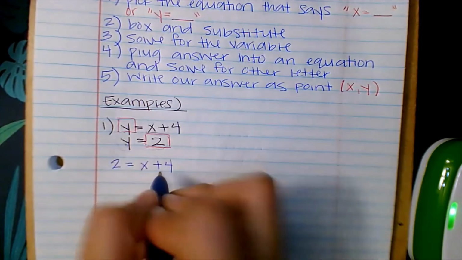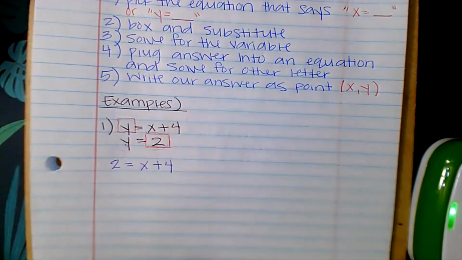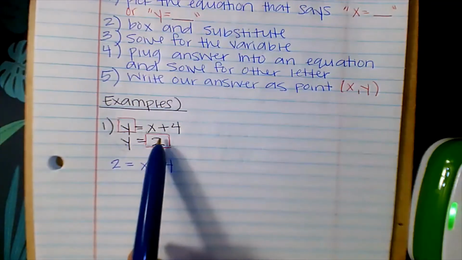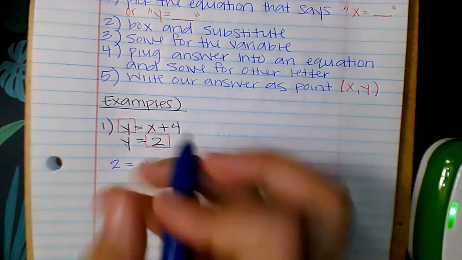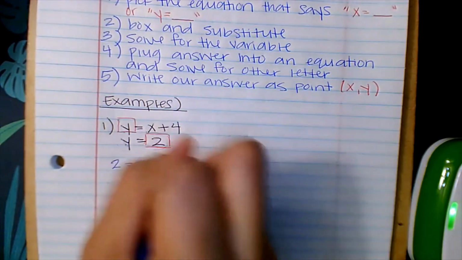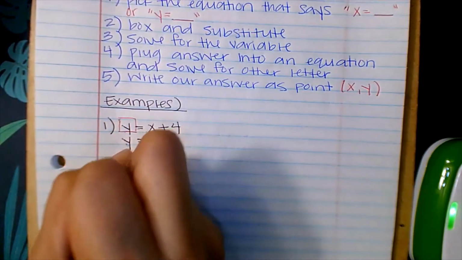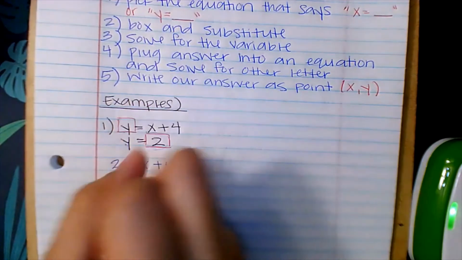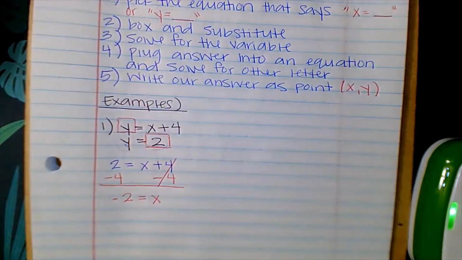Now that I have this simple equation, I can go ahead and simplify so that I can get my x value by itself, because we already know what y is. In order to get x by itself, I need to get rid of this 4. So I'm going to go ahead and subtract 4 from both sides. Once I subtract 4 from both sides, 2 minus 4 gives me negative 2. And that is equal to x.